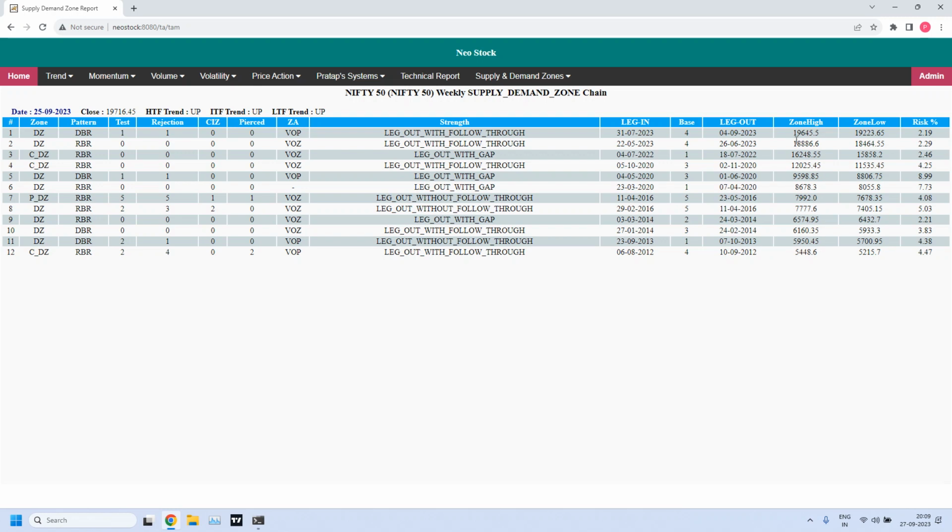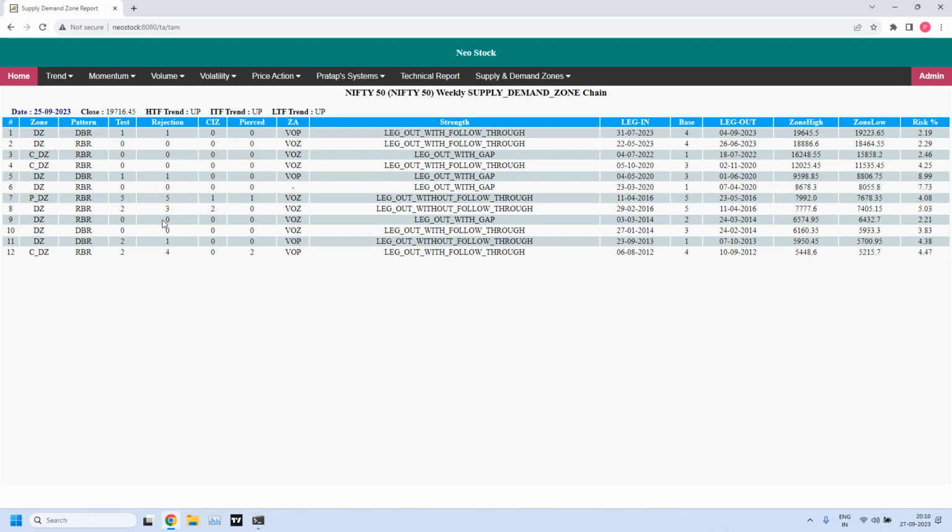What is the zone high and zone low? Zone high is the entry, and zone low is the stop loss. So total risk involved in this zone is 2.19%. From zone high as the entry, till today, how many points profit has it given? 645. This is 716. Around 70 points move happened since its last test on weekly demand zone.